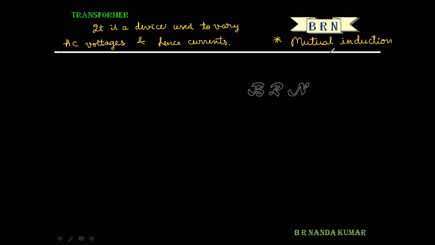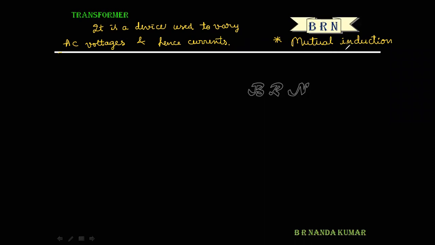What is the meaning of mutual induction? Whenever the magnetic flux linked with a coil changes, EMF is induced in the same coil, that is self-induction. The phenomenon of EMF induced in a coil due to the rate of change of current in a nearby coil, that is mutual induction. So a choke is a device which works on the principle of self-induction, and a transformer is a device which works on the principle of mutual induction.